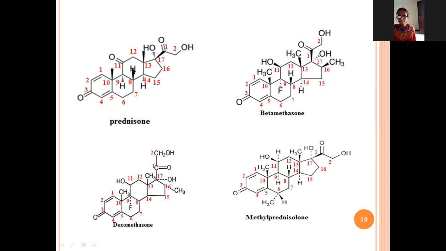See here, phenanthrene, cyclopentane, third position oxygen, and also in 11th position oxygen group is attached. In 10th and the 13th position methyl groups. In 17th position 2-hydroxy acetyl group is attached.